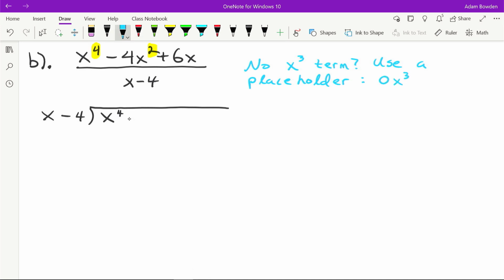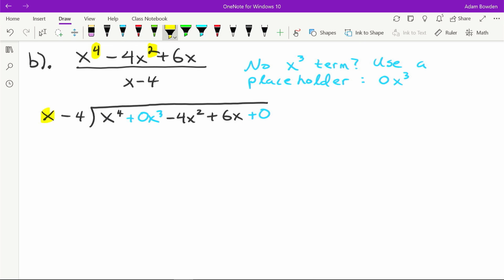So inside my division, I'm going to write x to the fourth, then 0x to the third, followed by minus 4x squared plus 6x, but I also need to put a placeholder for the number at the very end as well, so we need to put a plus 0 there. Now we have everything the way we need to get started.